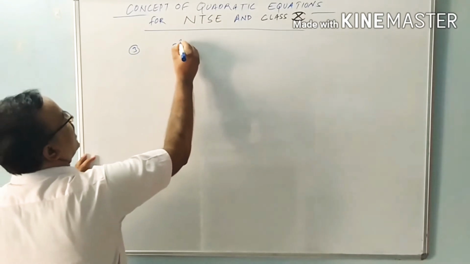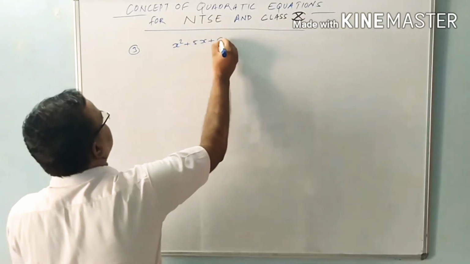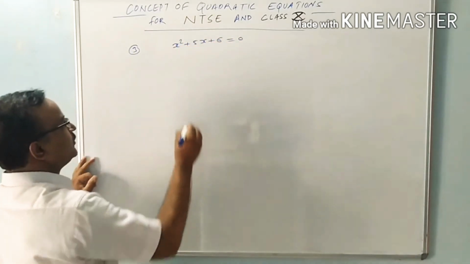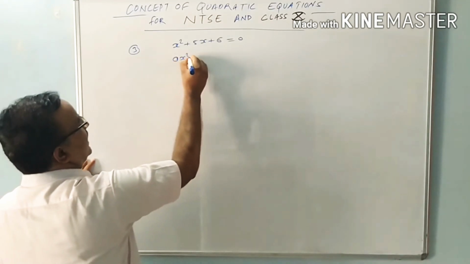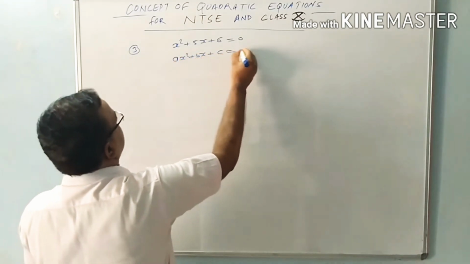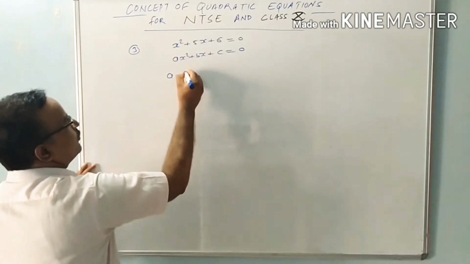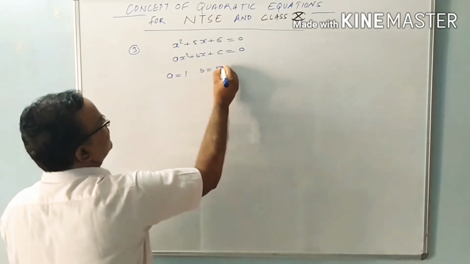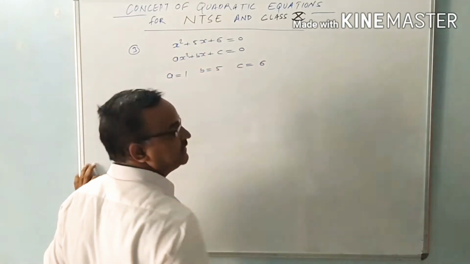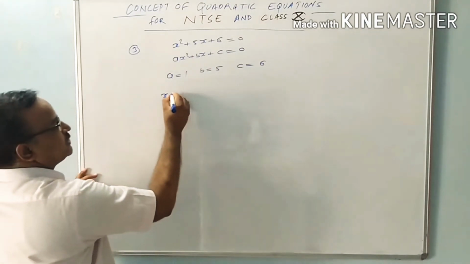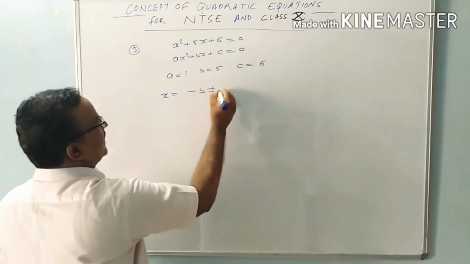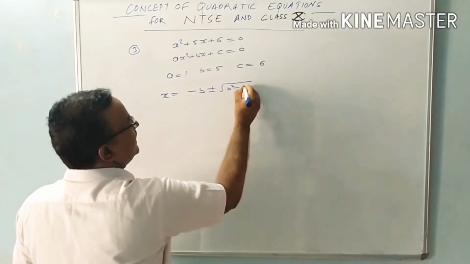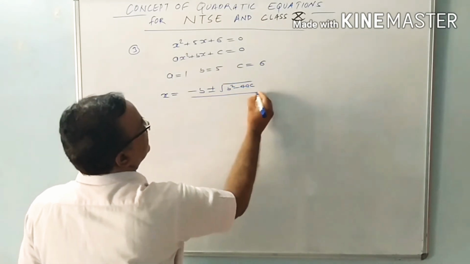The question is x square plus 5x plus 6 is equal to 0. First of all, we will compare it with ax square plus bx plus c is equal to 0. The value of a is 1, the value of b is 5, the value of c is 6. We have the formula x is equal to minus b plus minus root of b square minus 4ac, divided by 2a.